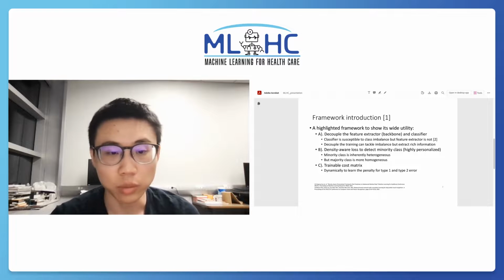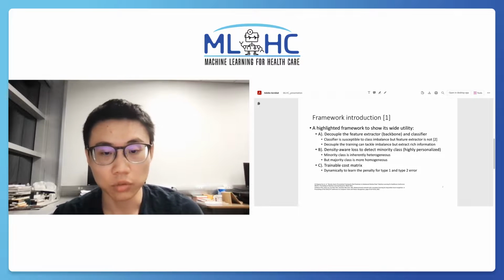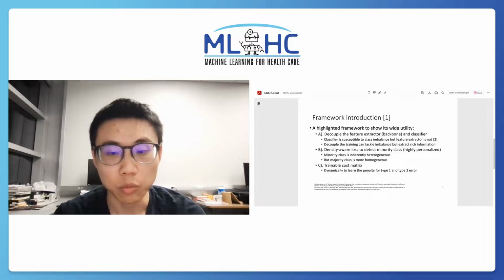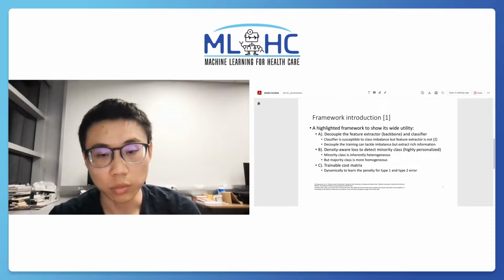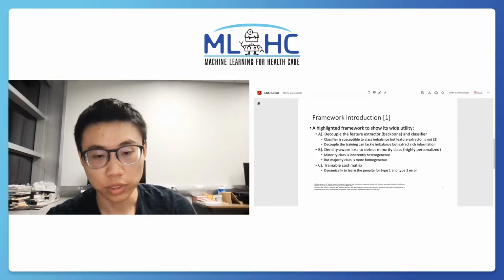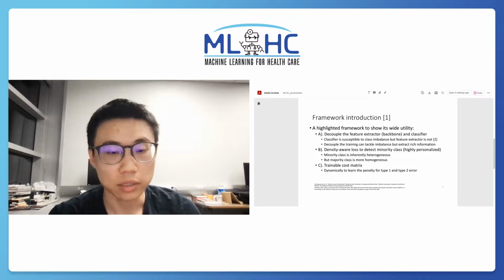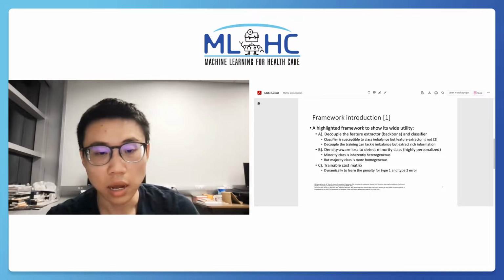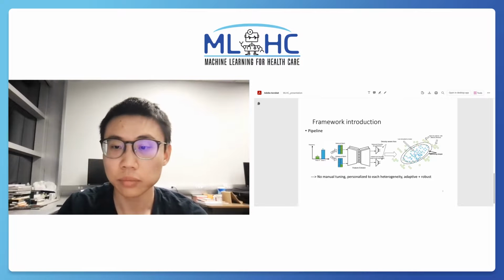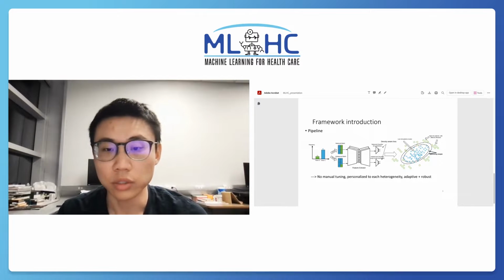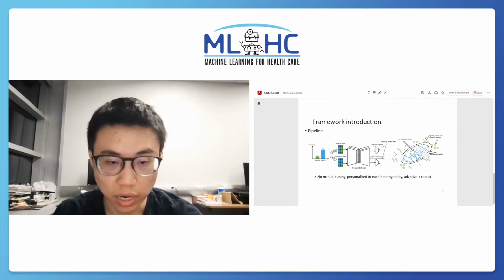Lastly, we have the trainable cost matrix. It is very dynamic, learning the penalty of type 1 and type 2 error along with the model parameters during training. And this has been proven to be very novel and has not yet been seen in other works tackling this imbalance issue. So lastly, I will introduce the framework schematic.